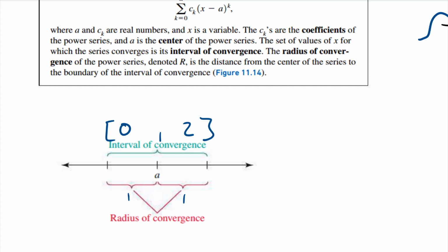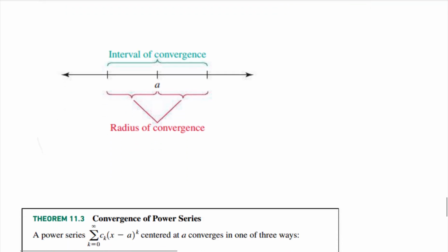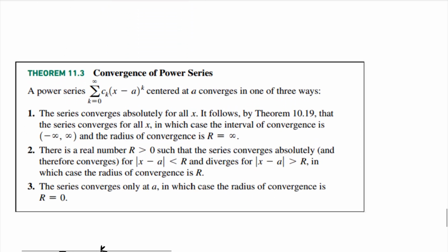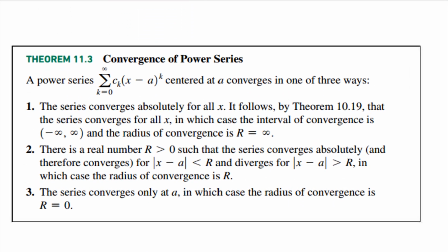Oops. I tried to erase, did something else. All right. Now, how are we going to find these intervals of convergence and these radii of convergence? And there it is. Theorem 11.3, convergence of power series. Isn't it so nice? We're just reading math right now. It's lovely. But we've got to understand it to be able to do anything with it.